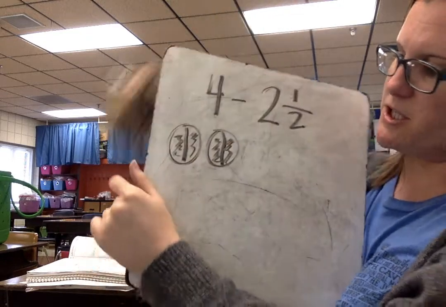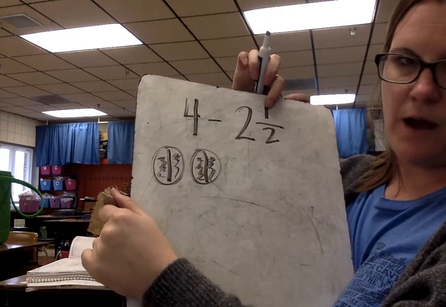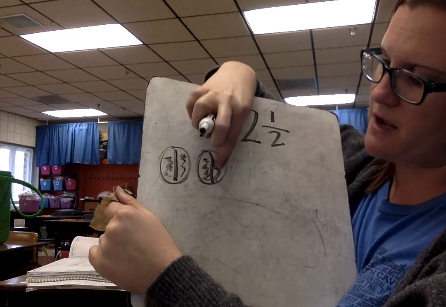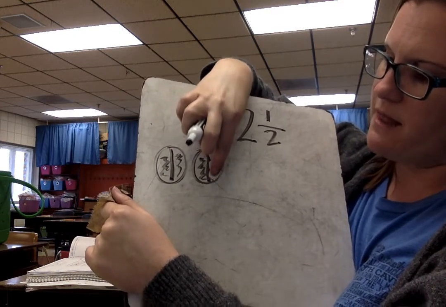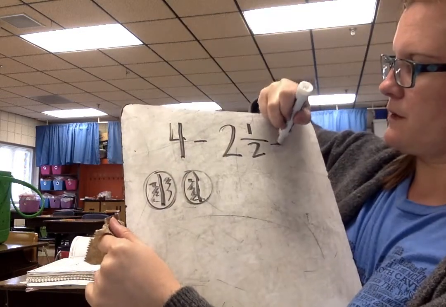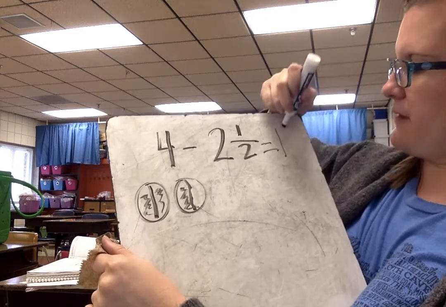So I've taken away 2, and now I have to take away a half. So instead of taking away a whole thing here, I'm just going to erase one of the ones that I colored in. So now I have 1 whole and 1/2 left.